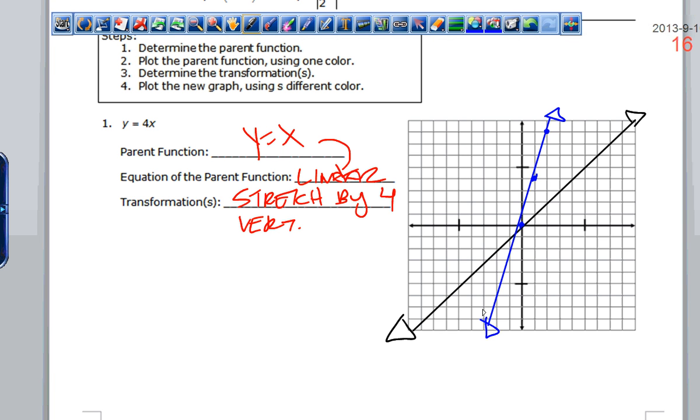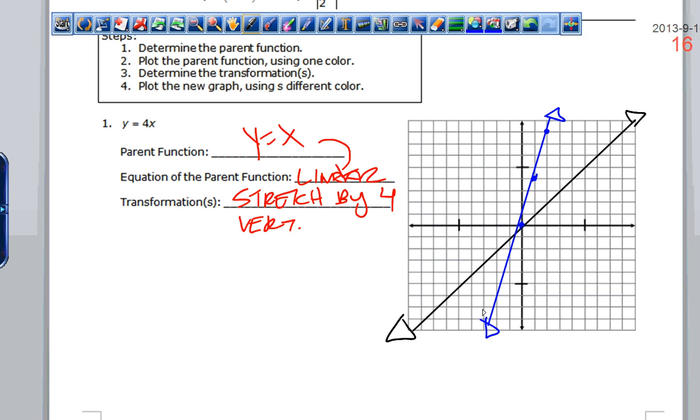We'll be able to really tell with the stretch and compression once we get to quadratics here in a second. My blue line is my new one. My black line is my parent function. So it's going to be like this. Four, the y value if you want to talk about something.